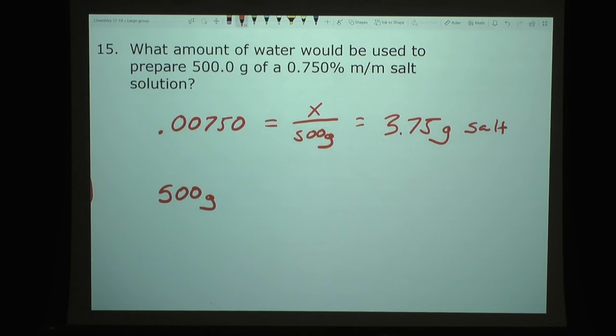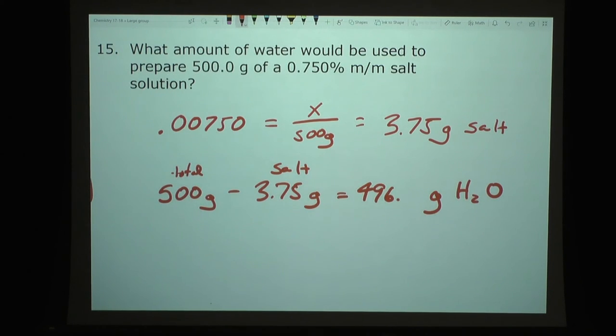500 grams total, minus 3.75 grams for the salt, is going to give you grams H2O. Here we just do simple subtraction and find the difference. 496.25 grams H2O.